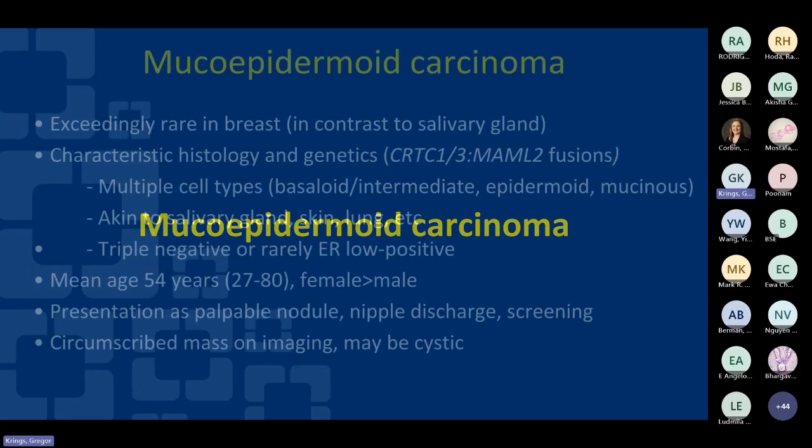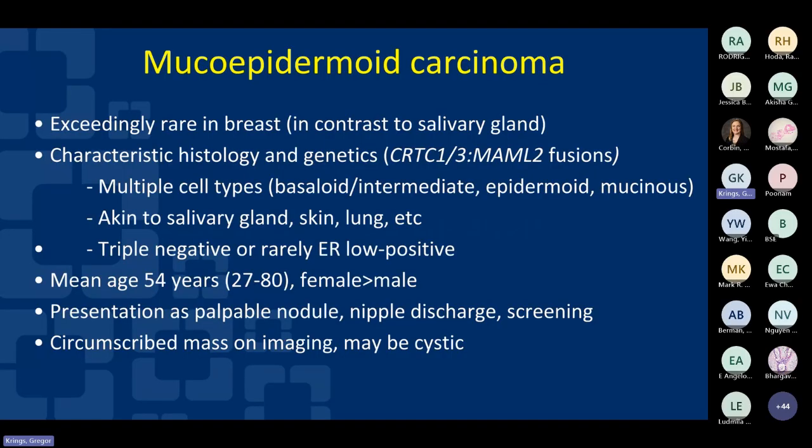All right, mucoepidermoid carcinomas. Interestingly enough, these are the most common malignancies in the salivary gland, the parotid gland, however, they are exceedingly rare in the breast. But like in the salivary gland, they have a very characteristic phenotype, very characteristic histology, and also share the same genetic underpinnings with their salivary gland counterparts.